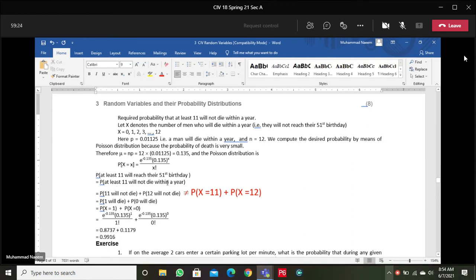Now the requirement that at least 11 will reach their 51st birthday means at least 11 will not die. At least 11 means either 11 will not die or 12 will not die. At least is our minimum limit. Here the minimum limit is 11. So either 11 will not die or 12 will not die.